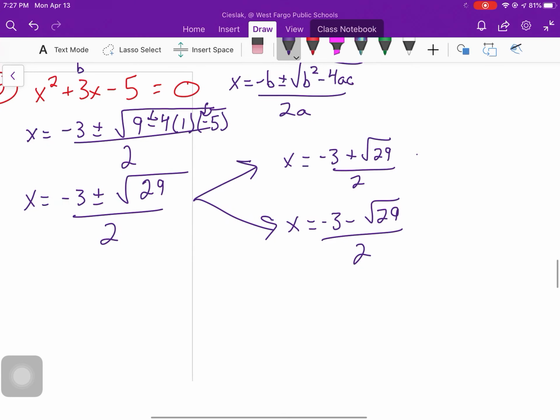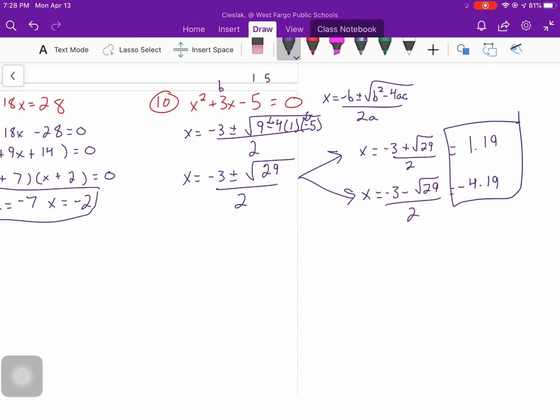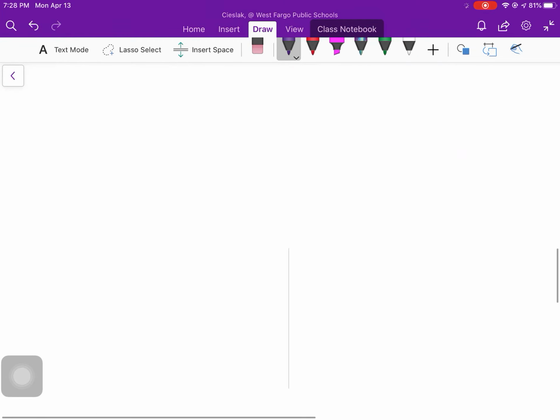From here, you guys can type that into a calculator. This piece, negative 3 plus the square root of 29 over 2, is going to give me, if I go to 2 decimal places, 1.19 approximately. This one, negative 3 minus the square root of 29 over 2, is negative 4.19. So these would be my two answers to that equation if I solve using the quadratic formula.